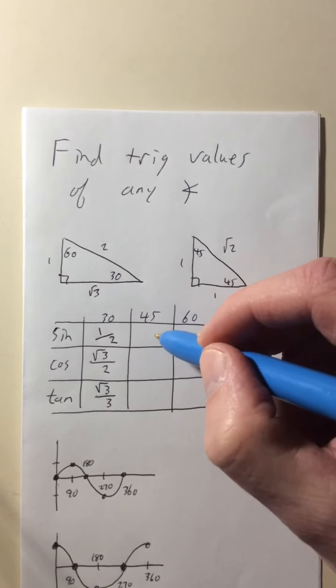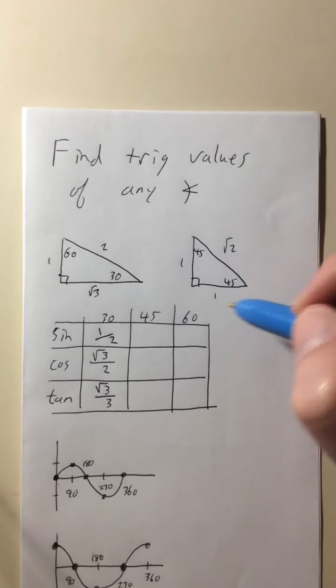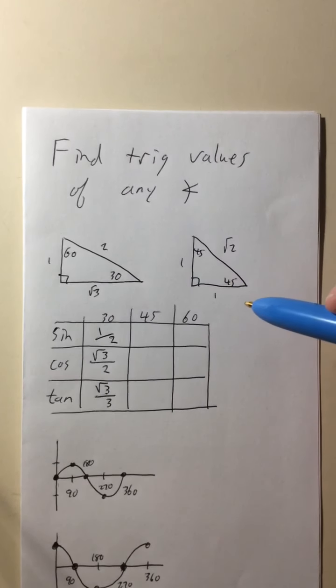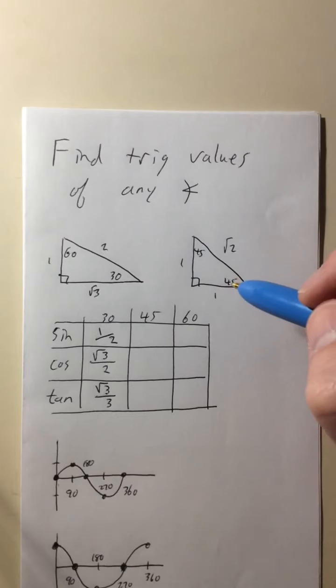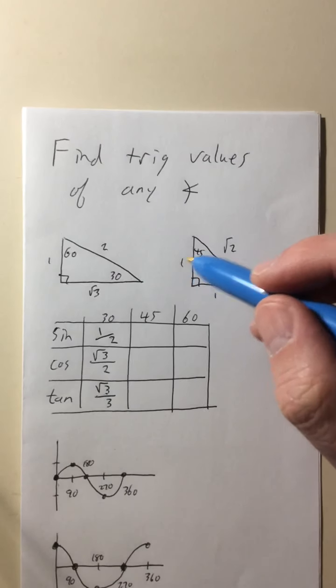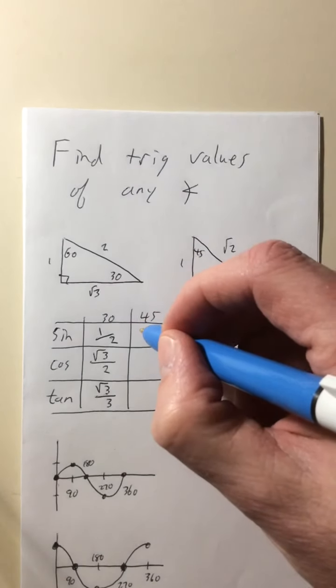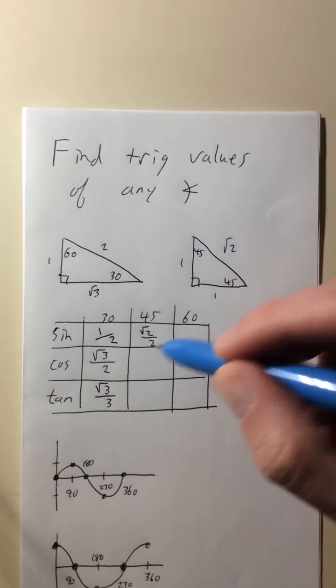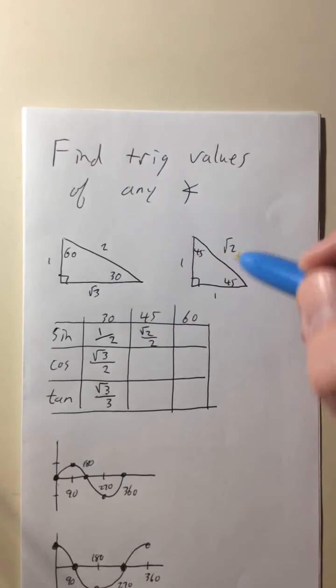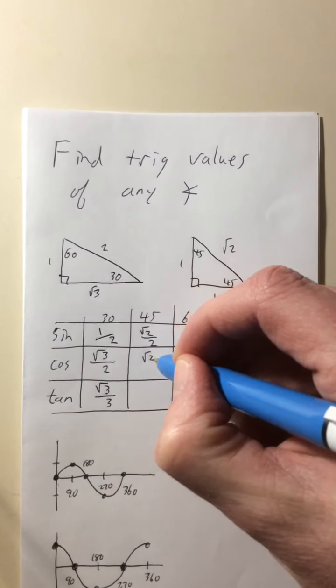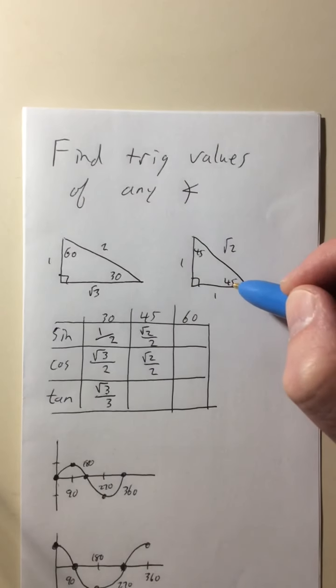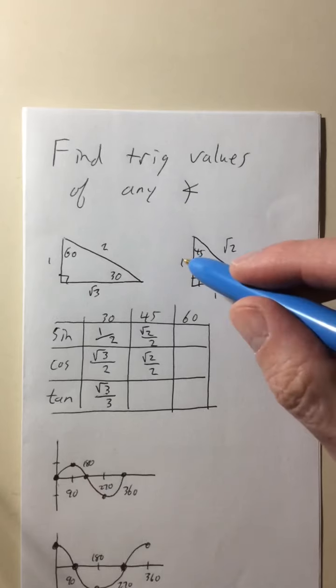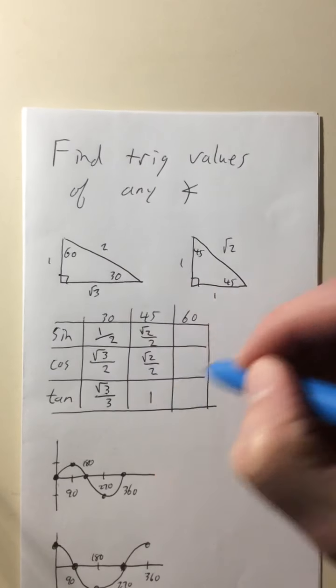And we do the same thing with 45. That means we need to go over to this special triangle here, the 1, 1, root 2 triangle. So the sine of 45 is 1 over root 2. But again, rationalizing the denominator, we get root 2 over 2. And the cosine of 45 is the same, 1 over root 2. So again, that's going to be root 2 over 2. And the tangent of 45 is another easy one, 1 over 1, which of course is just 1.